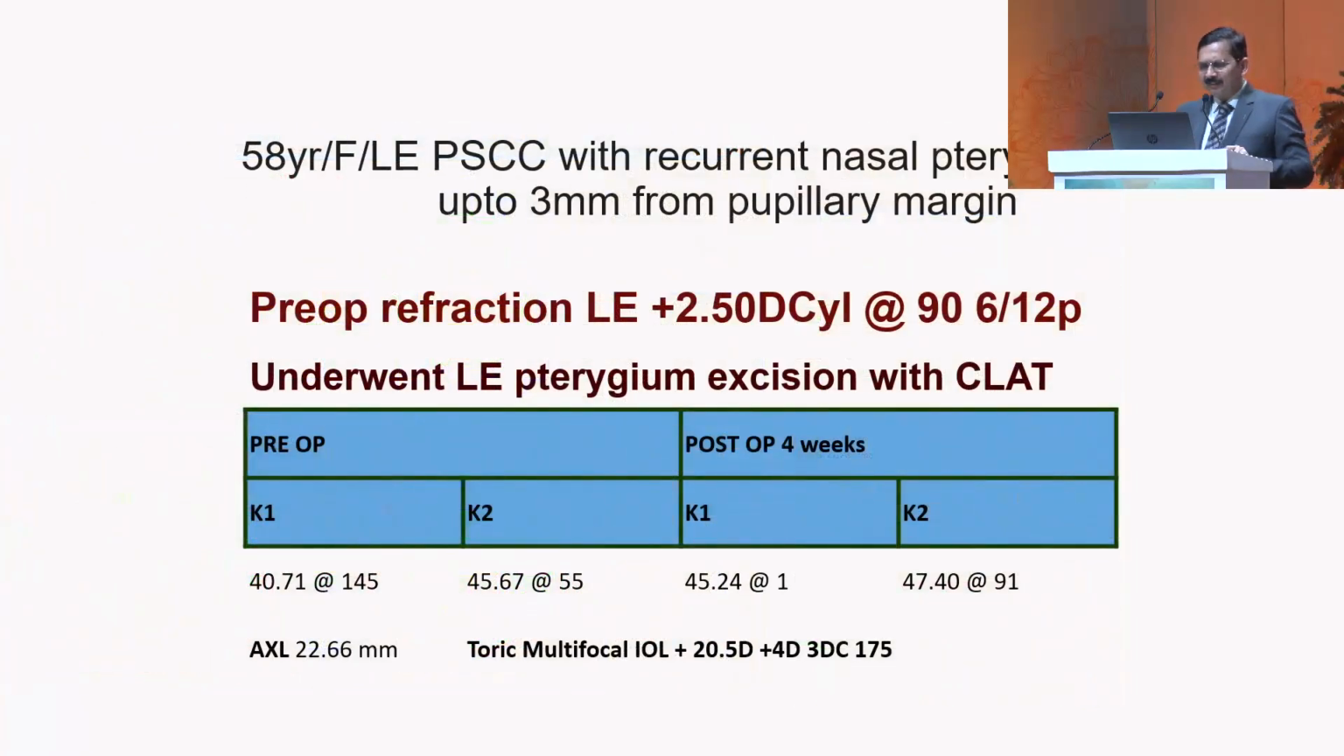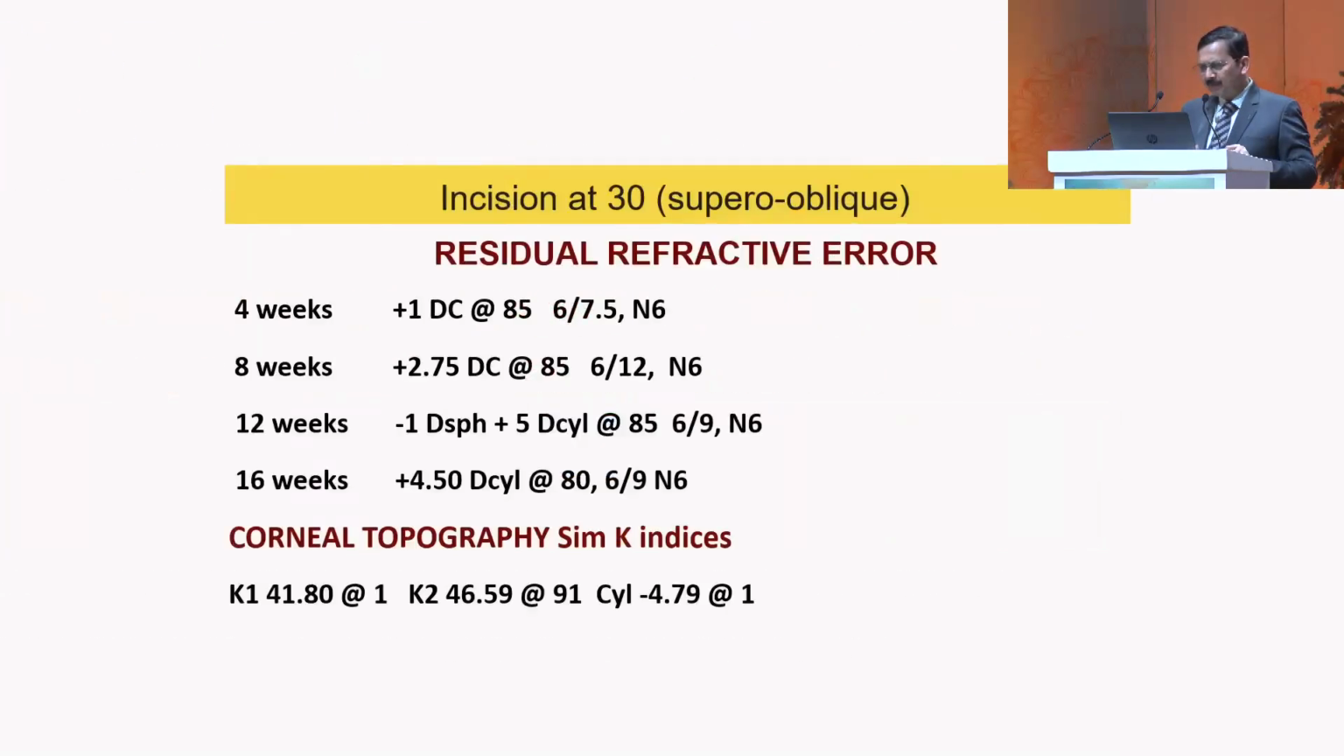That's why topography is important. Second thing is this particular patient with the pterygium and cataract underwent pterygium surgery, and then after 1 month, as the usual practice, underwent a toric multifocal IOL implantation. But to my surprise, the astigmatism went on increasing up to almost 16 weeks before it became stable.